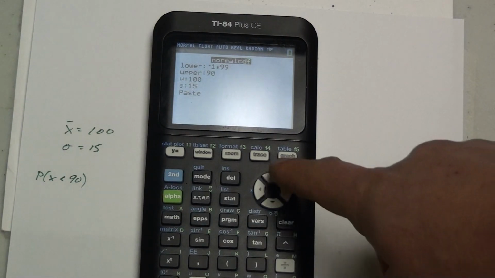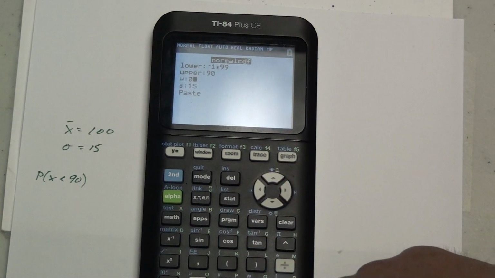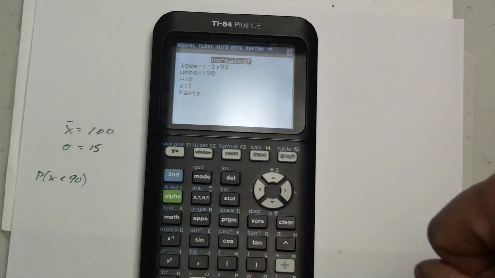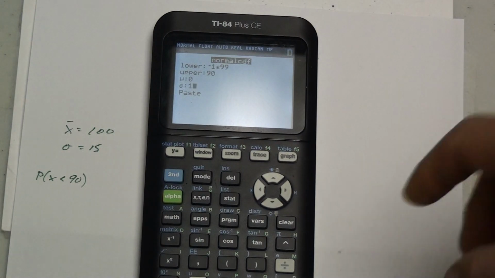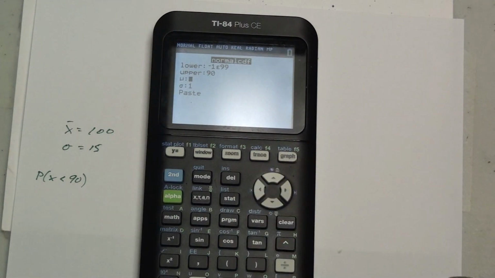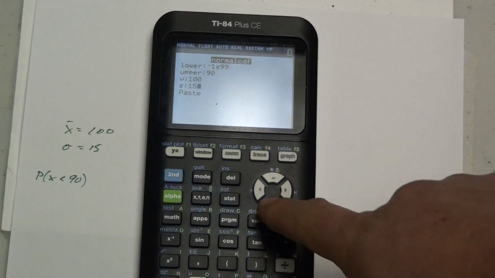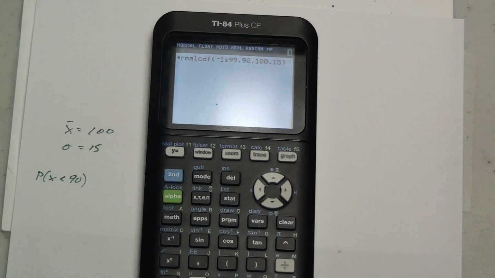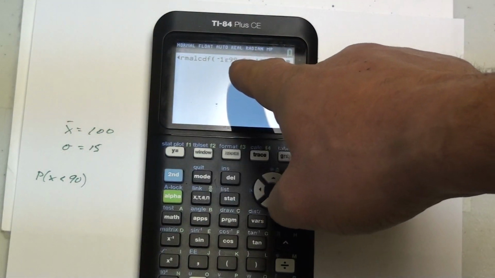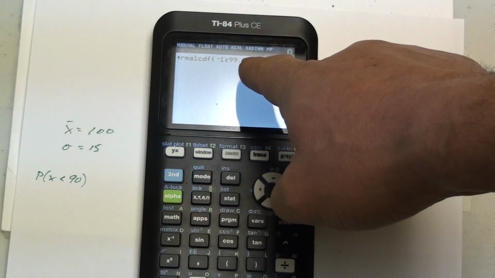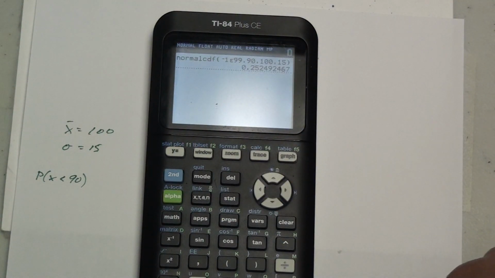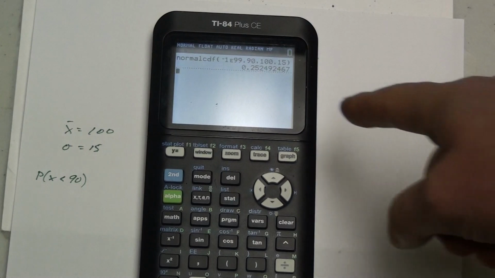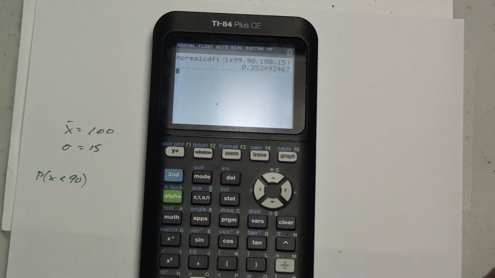Now it defaults to where you have an average of 0 and a standard deviation of 1. That is for using the Z table, but you can enter in other scenarios of any average and standard deviation. And then I'm going to hit paste. It enters it in normal CDF, lower boundary, upper boundary of what you're trying to find, average, standard deviation. And then you hit enter, and it gives you your probability, which in this case would be 25%.